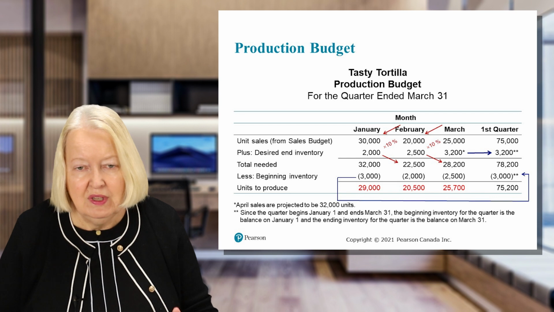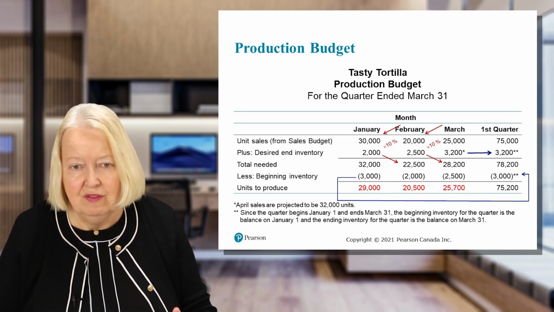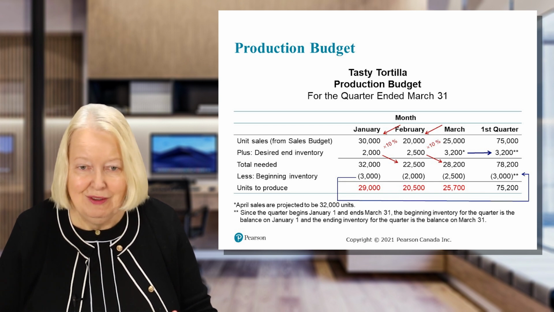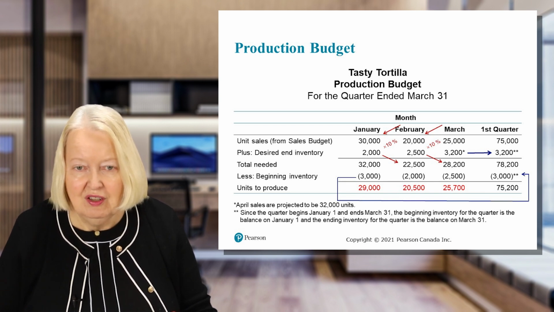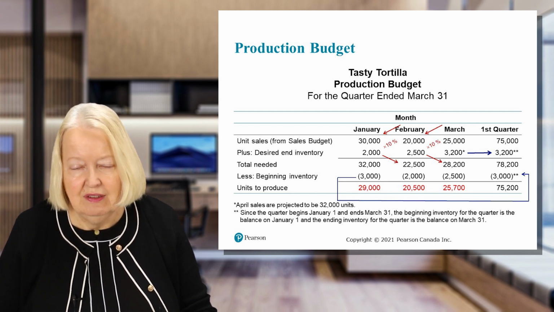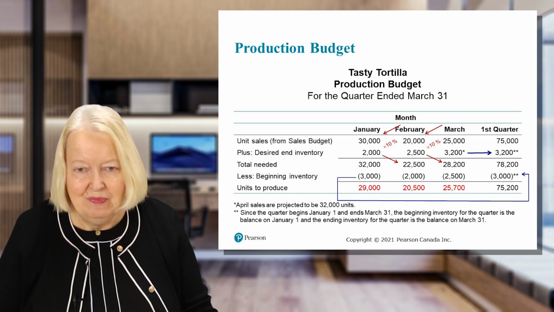So we know we need 30,000 units because that's how many we're going to sell, plus we want to have 2,000 units left at the end of the month. So we need 32,000. But we don't need to make 32,000 because we started off the beginning of the month with 3,000 in stock. So you subtract that, and that gives you 29,000 units that you have to produce to cover the current month's sales. And you just complete the same process then for the subsequent months.